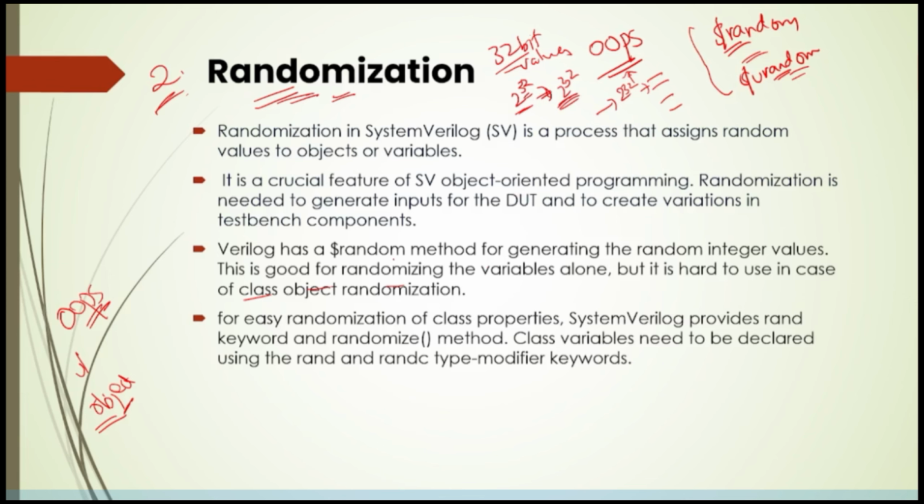As I told you already, in Verilog you use $random and $urandom for randomizing the values. So what is the difference between $random and $urandom in Verilog and randomization in SystemVerilog? In the case of $random and $urandom in Verilog, they are used to randomize only variables, some integer variables. For example, you are using int a. This int a can be randomized by using the $random and $urandom keywords.